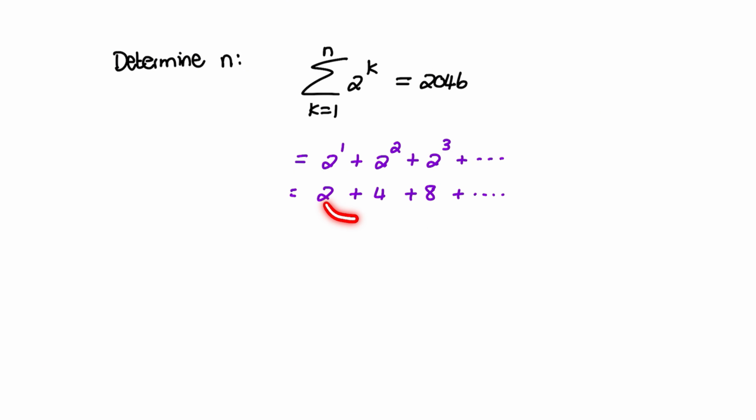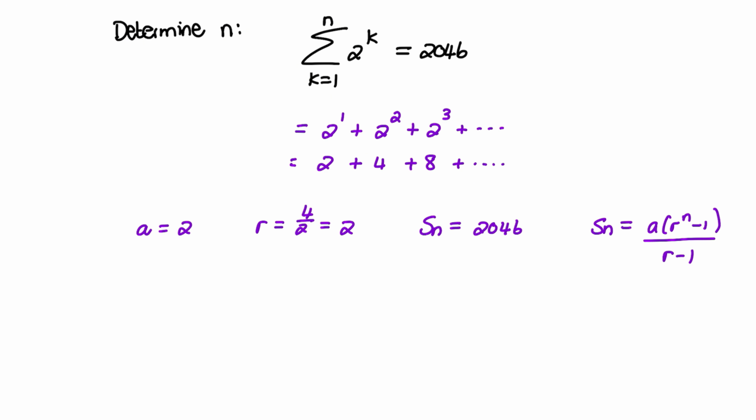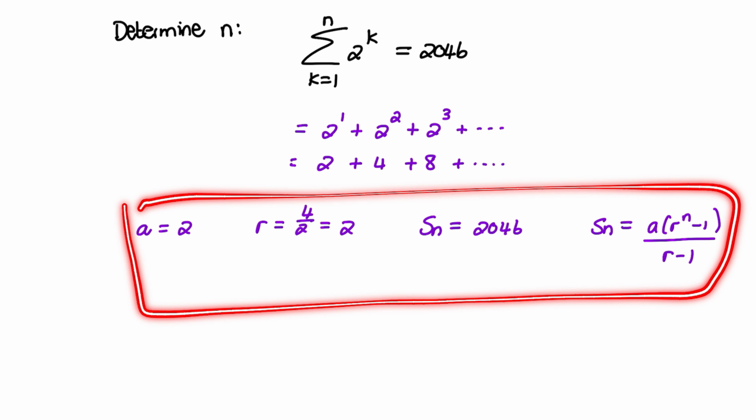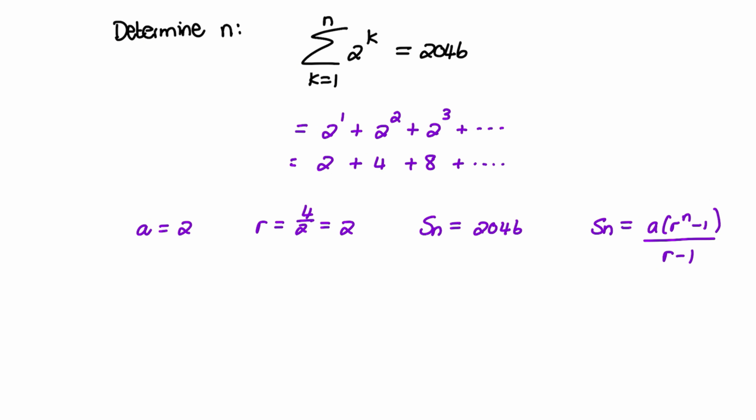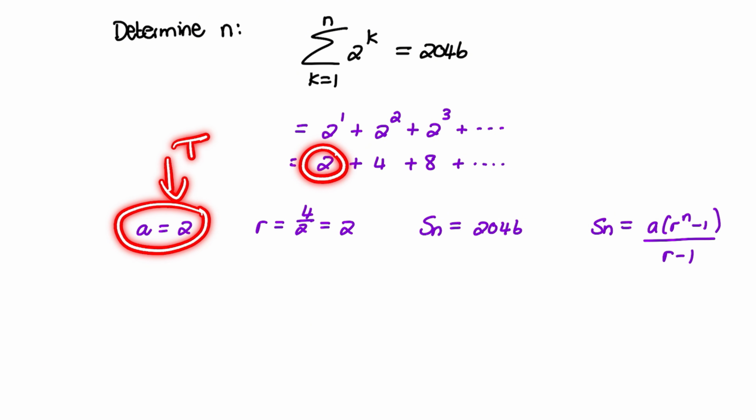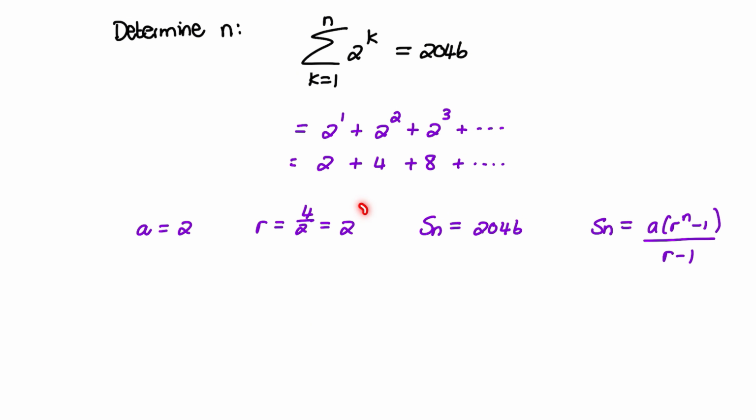But moving from 2 to 4, I can multiply by 2. And then from 4 to 8, I multiply by 2. So this is a constant ratio between terms. That means we can withdraw the following information from our expression and our equation. First, 2 represents the a value because that is term 1. The ratio between terms is 2 as I've showed you.